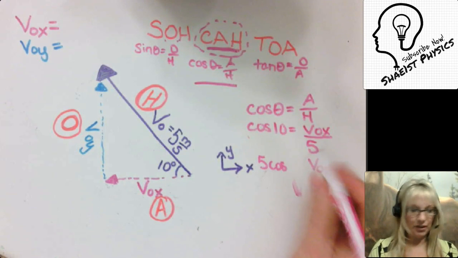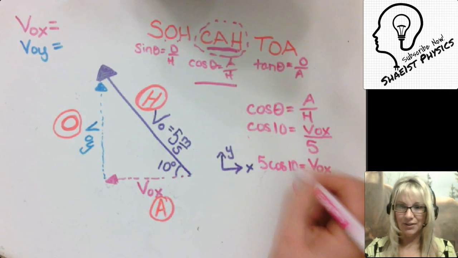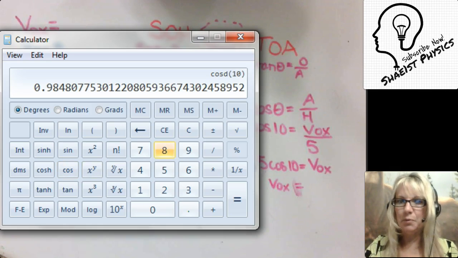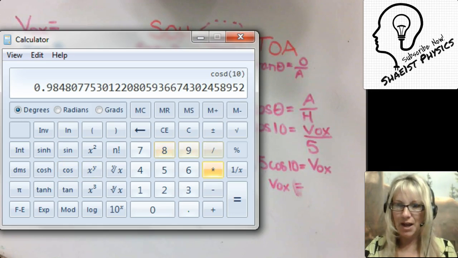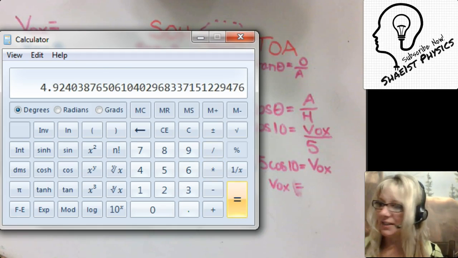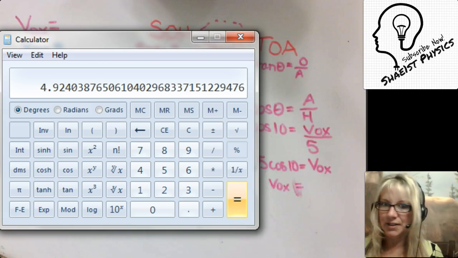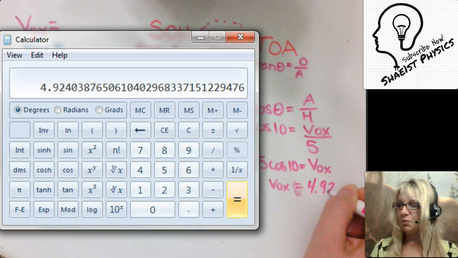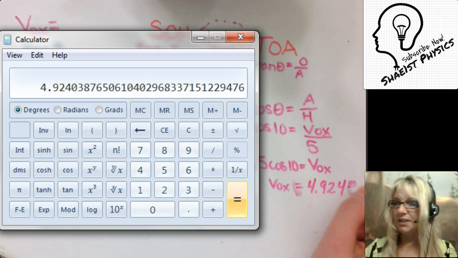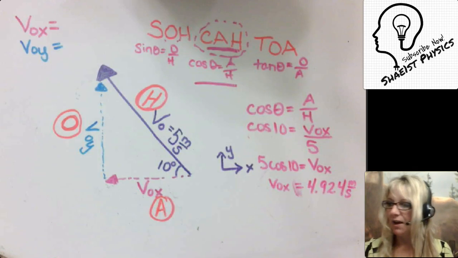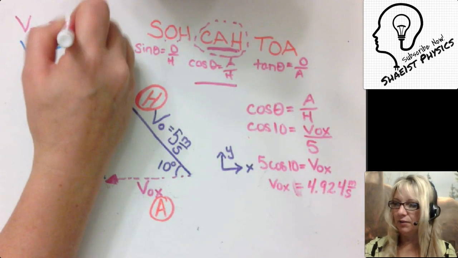And now I just plug that into my calculator. I'm going to use my very high-tech calculator here. So cosine 10 is equal to 0.9848 and so on, times 5. And I see that my velocity component is 4.924 meters per second. Now I see here I only have one sig fig, but I am always going to take it out many decimal places. That way I won't end up with a round off error in the end.